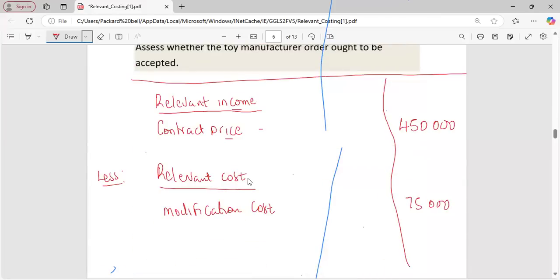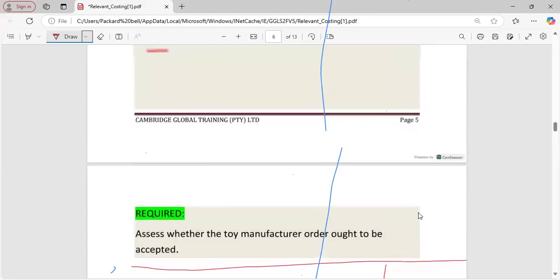So it's going to be a variable cost. It's going to be 150,000 units times 1 rand. How much are we going to have? It's going to be 150. That's the variable cost. What else is going to be our relevant cost here?